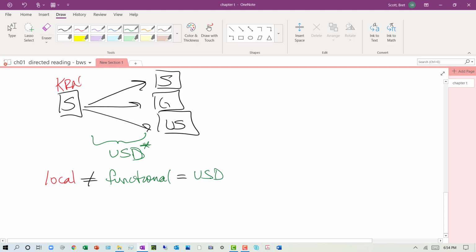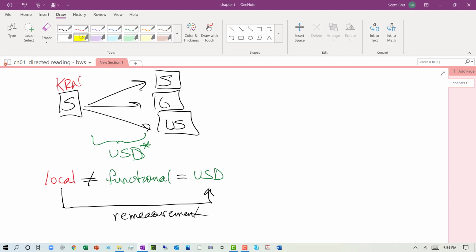So what do we have to do in this case? Well, this is really the starting point where we have to do any type of conversion. So let's go to the local, right? What does that require? Remeasurement. And these guys are the ones that are bros. That's your third situation. The local could be euros. The local could be kronas. The local flat out just is not US dollars. It's the functional currency. That's what really matters.